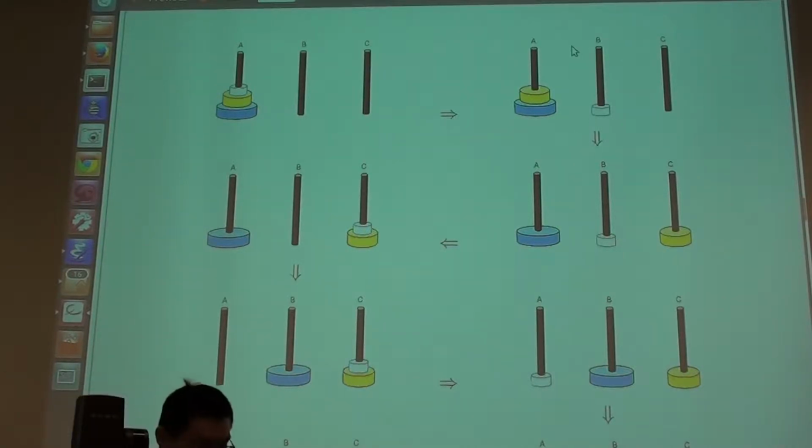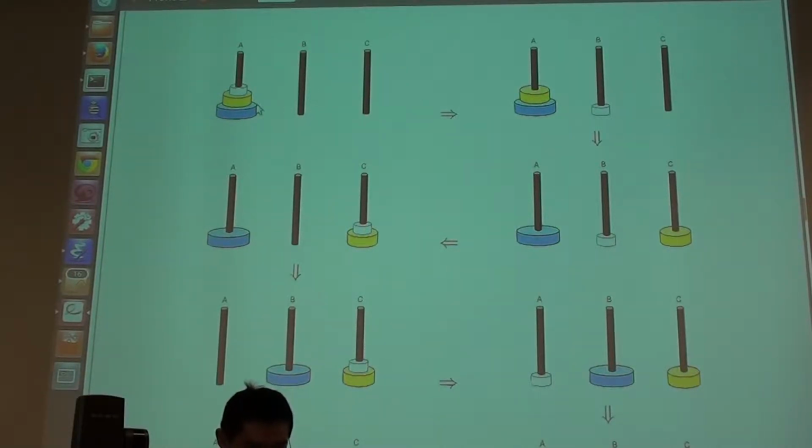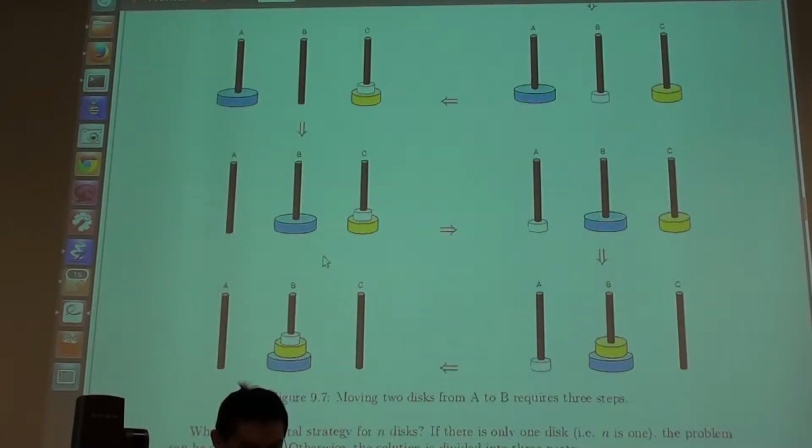So we go from here and move the second smallest one to C, and move the smallest one to C. Now I have moved the top 2. Now I move the biggest one to B, so I will come down here. Then I'm going to move the smallest one to A, the second smallest one to B, and the smallest one to B.